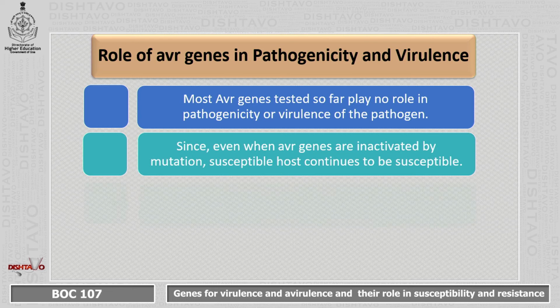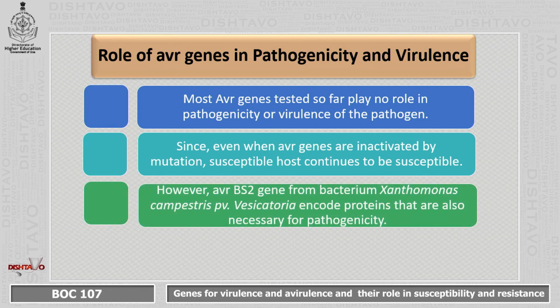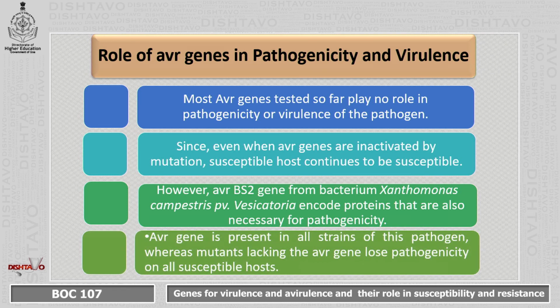However, the AVR gene BS2 gene from Bacterium Xanthomonas campestris pathovar vesicatoria encodes proteins that are also necessary for pathogenicity. The AVR gene is present in all strains of this pathogen, whereas the mutants lacking the AVR gene lose pathogenicity in all the susceptible hosts.